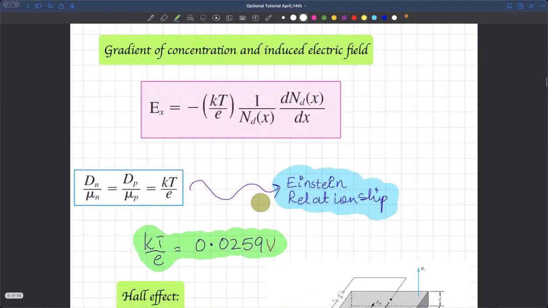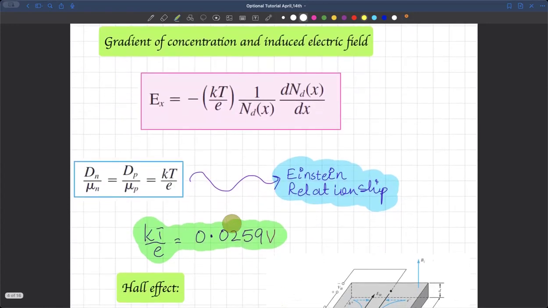Gradient of concentration and induced electric field. When you have a gradient of concentration, of course there will be the diffusion effect, and of course the induced electric field will be there. And the formula is over here. You can see this is the thing that tells you how that concentration is changing with respect to x. And the good thing is we are just considering one dimensional, so it's going to be easy.